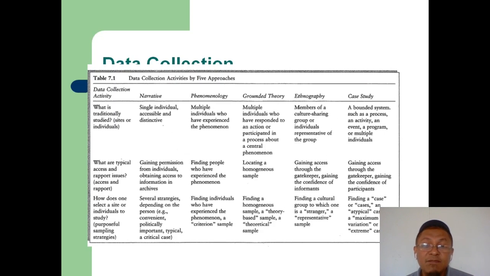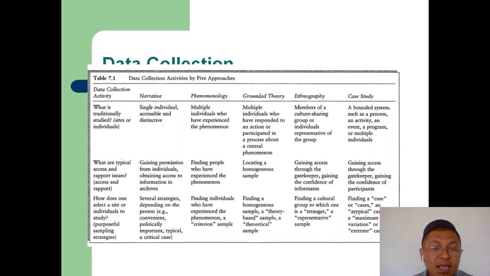Okay, data collection activities. What is traditionally studied? A single individual in narrative; phenomenology, multiple individuals; grounded theory, multiple individuals; ethnography, members of a certain ethnic group; case study, a bounded system such as a process, activity, or event. So you have to define the scope, the boundary of the case. If you define this is the case, there must be a clear boundary definition of what is considered within the boundary.